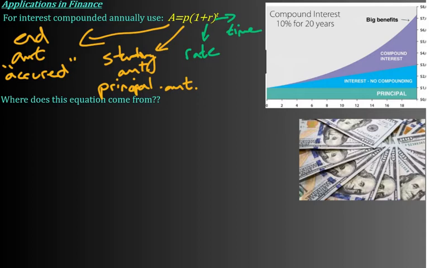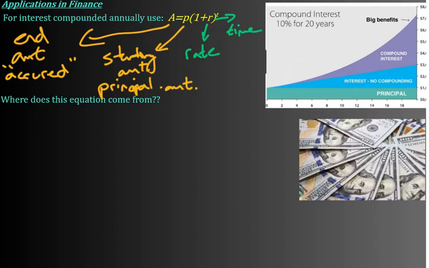This is why you can get these crazy models, and it says if you start investing in your retirement at the age of 25 versus 30, the difference of just 5 years can be really significant. Those are important things to look into when you get a little older.